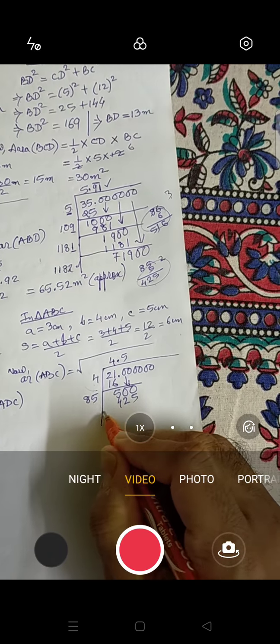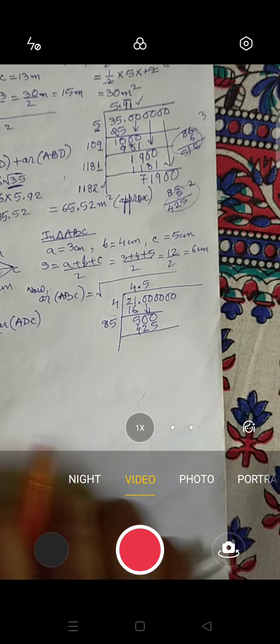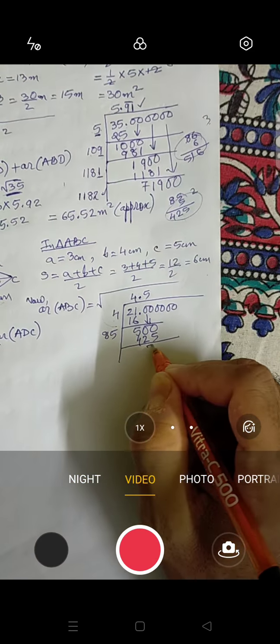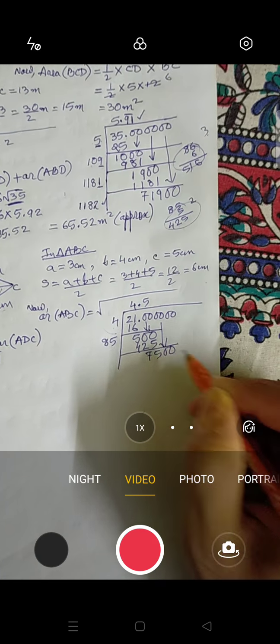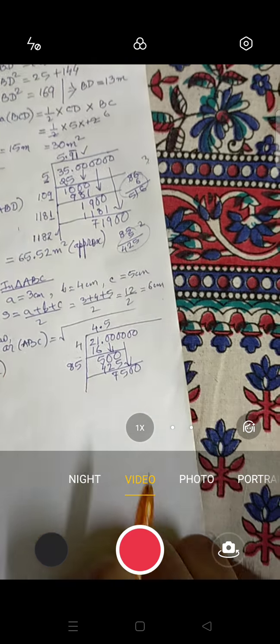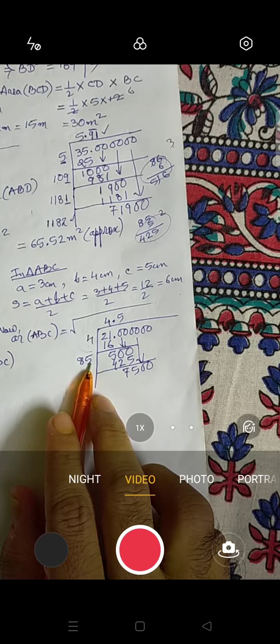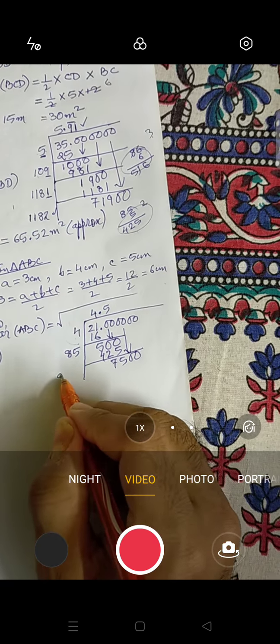So 5s are 425. Understood? If you don't know, then you can go through the class 8 book and then you can try it on your own. Now again this 0 will come. Now you have taken 5 here. So it was 85, now you have taken 5 here, so it will become 90.